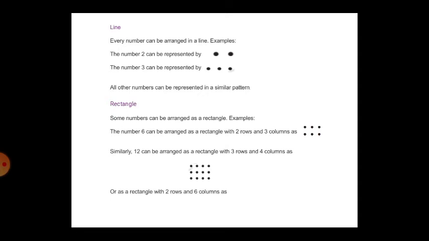Like that, 12 means 3 fours are 12, so 3 rows and 4 columns, or a rectangle with 2 rows and 6 columns. See, 2 rows and 6 columns, it is 12.